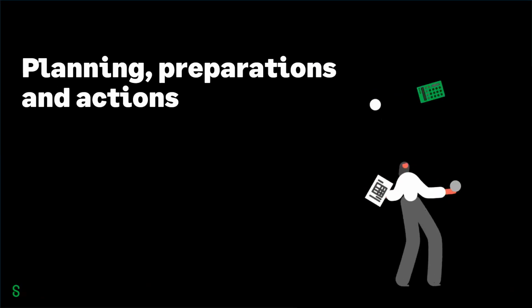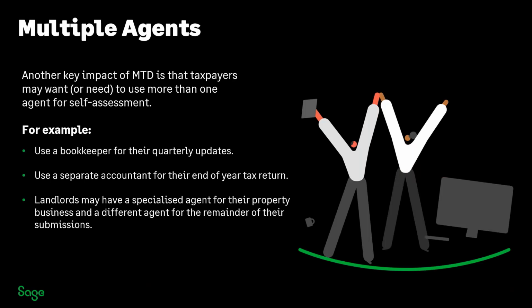Okay, so planning, preparations, and actions. So now that you understand your obligations under MTD and the work that's involved, you might want to take time to consider whether you want to engage with an agent, a bookkeeper, or an accountant if you don't have one already. So you might want to use a bookkeeper for the quarterly updates, use a separate accountant for the end of year tax return. And if you're a landlord, you may have a specialised agent for property businesses and a different agent for the remainder of your submissions.